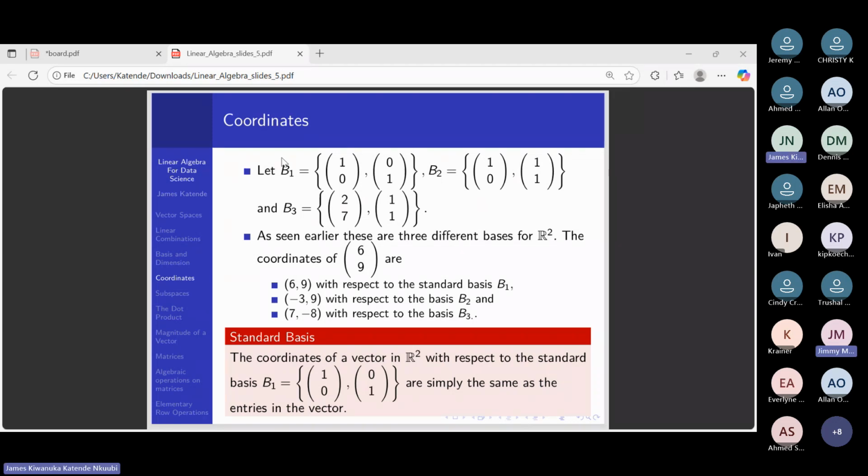So for example, yes, here, good. So this just repeats what I just talked about earlier, but it does now put it in a compact form. So for instance, here you have 3 bases. You have one basis B1, a second basis B2, and a third basis B3. And earlier on, we picked out the coordinates for the vector 6, 9 with respect to the three different bases, B1, B2, and B3.